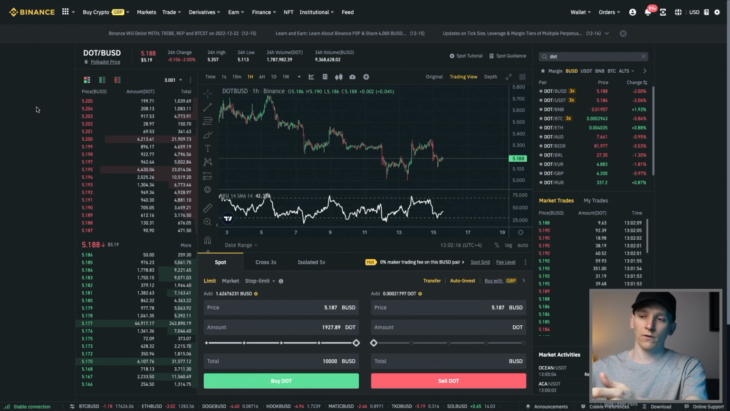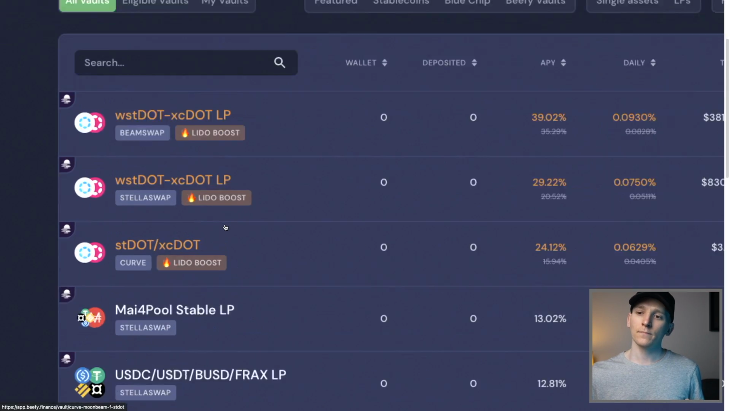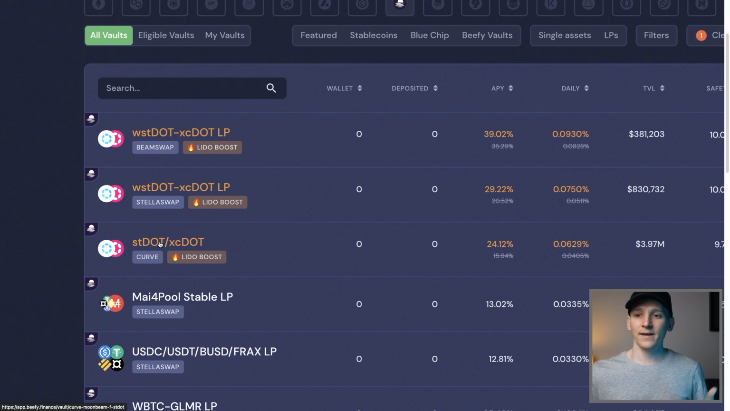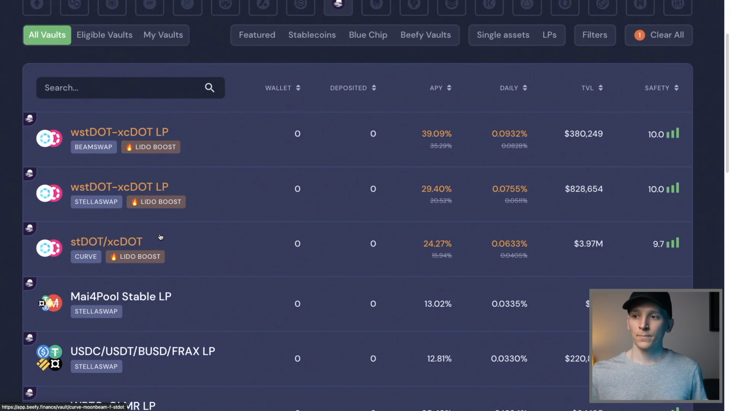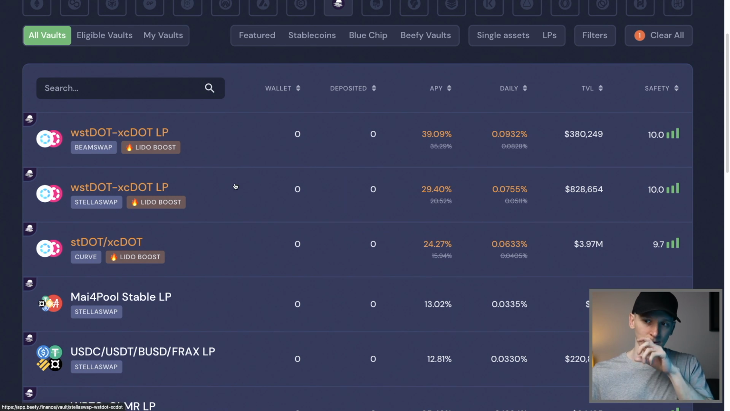So with DOT, you would obviously withdraw that over. Now, what you would have to do here, which I won't go through specifically, is withdraw Polkadot over to the Polkadot blockchain. Then what you'd have to do is actually wrap it over to another blockchain like Moonbeam, for example, which I'm going to show you. So we've got Moonbeam right here. And as you can see, staked DOT or wrap staked DOT, which is the token that we've just bought, paying around 29% right now as a yield.